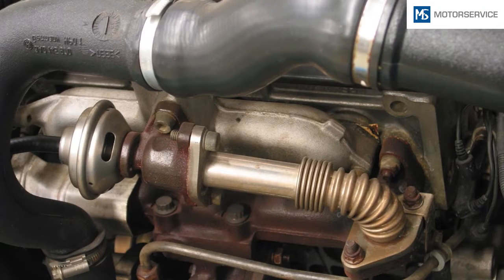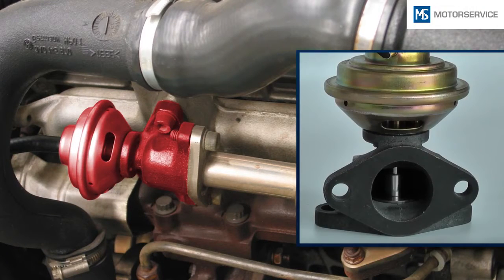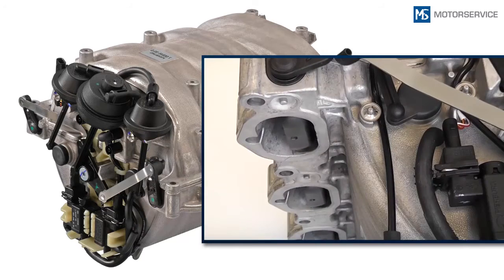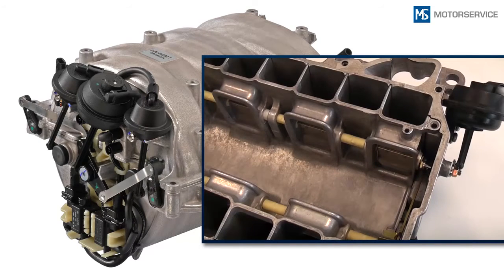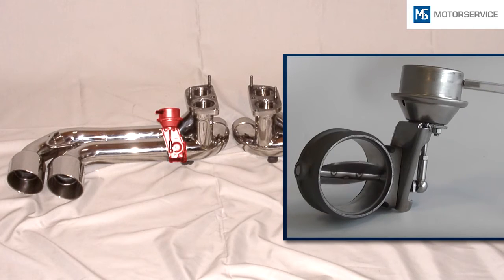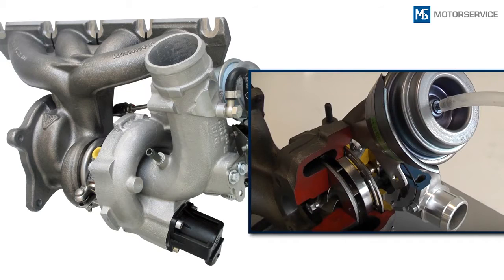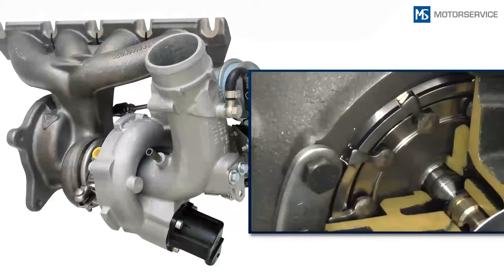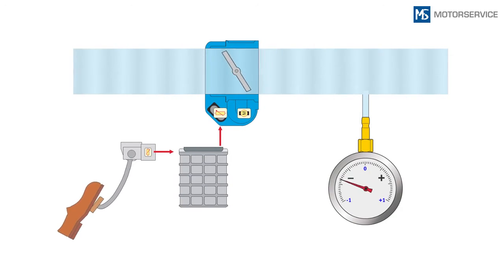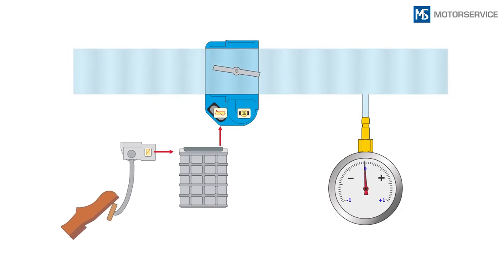Examples of their use are EGR valves, switching the intake manifold, exhaust flaps, turbocharger control. Vacuum pumps are installed in vehicles that do not have sufficient vacuum.